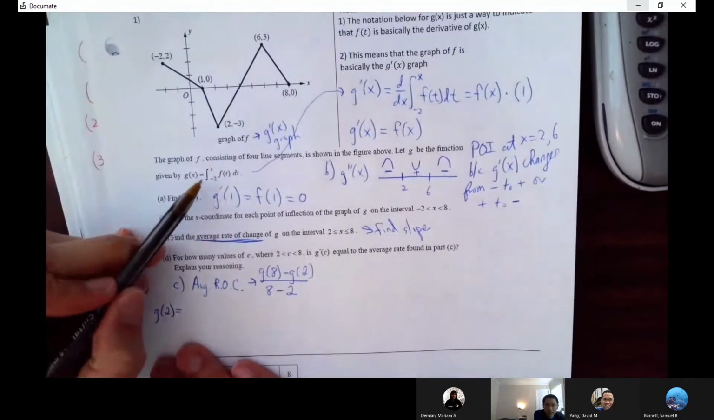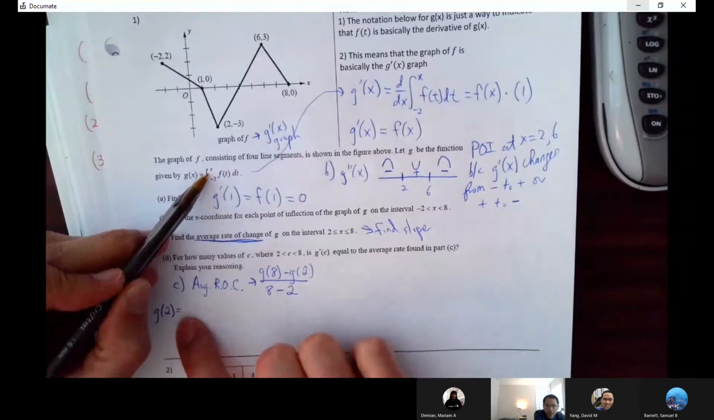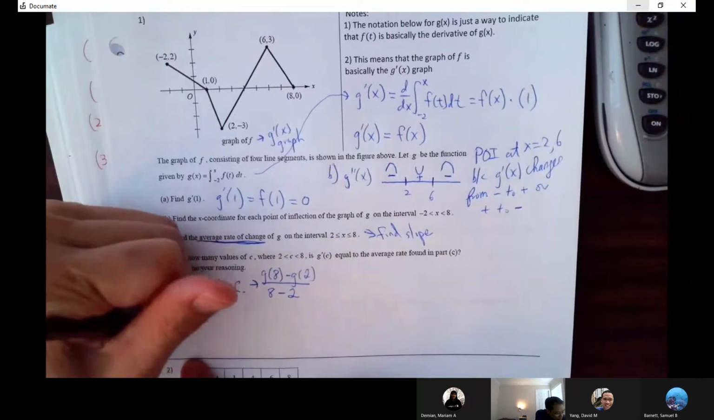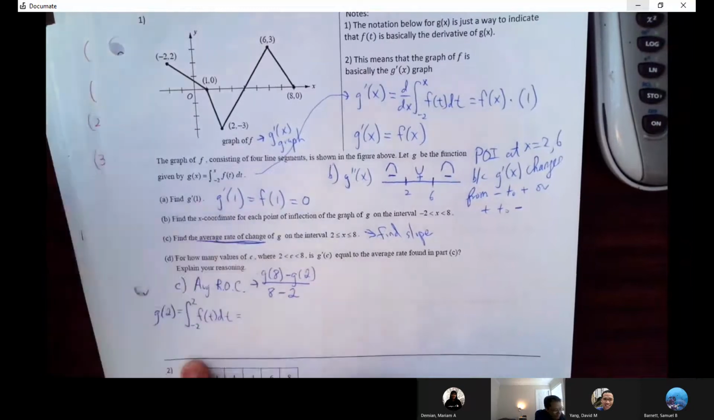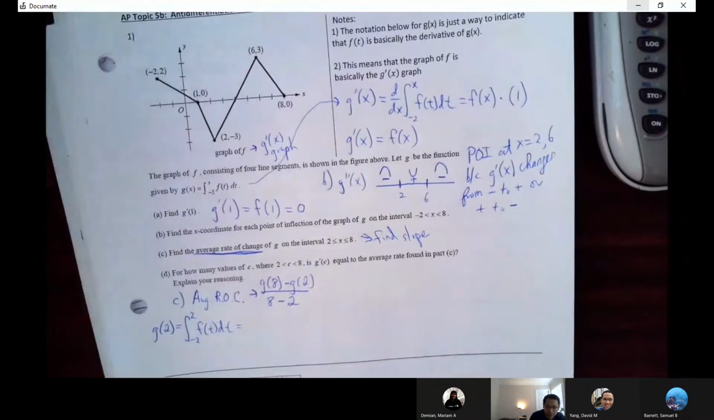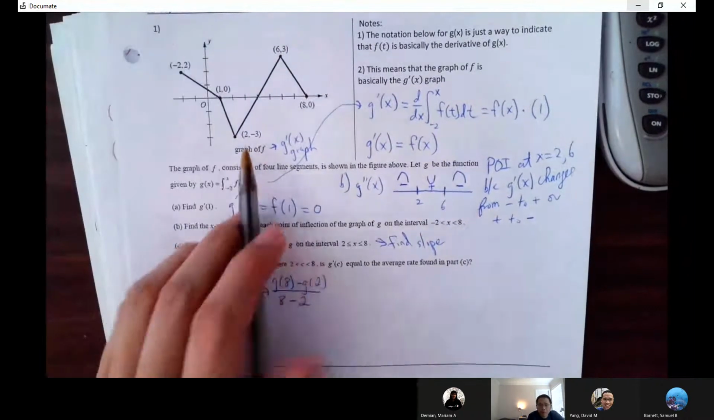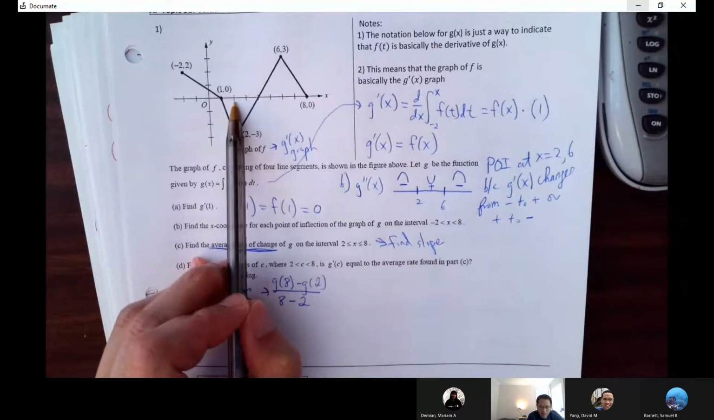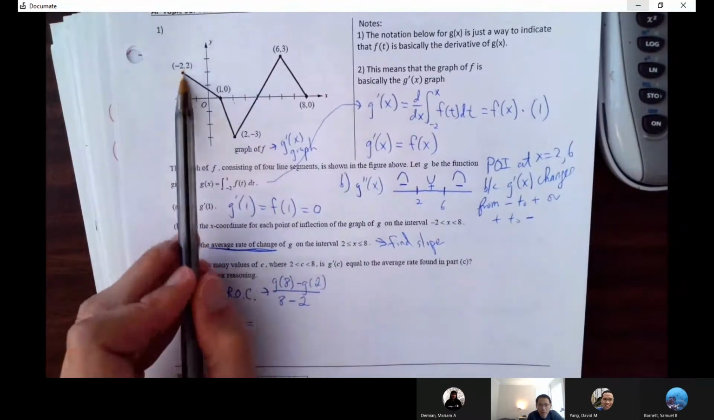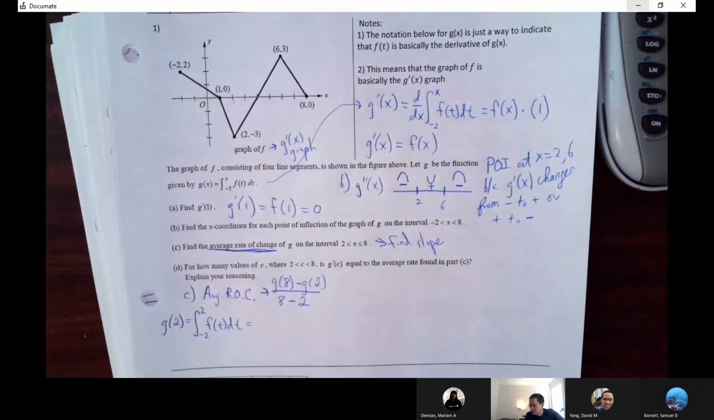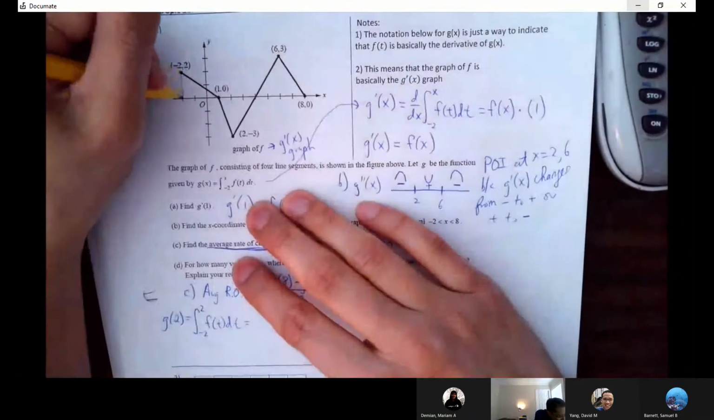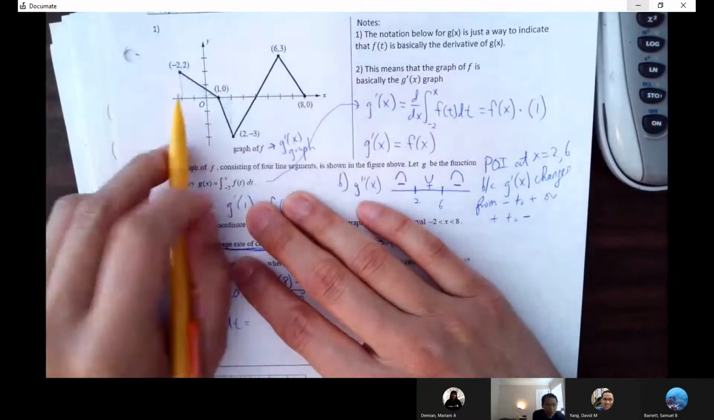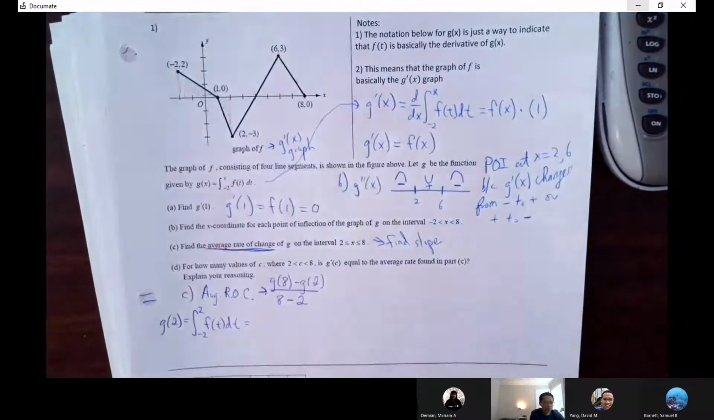If I want to find g of 2, the formula says integral from -2 to x. My x value is 2. So I need to accumulate the area from -2 to 2 under my f of t graph. So from -2 to 2, I'm looking at the area of this region here. I have a triangle, 1/2 base times height. I have another triangle here, 1/2 base times height. This is above, that's below. I need to keep track of positive and negative.